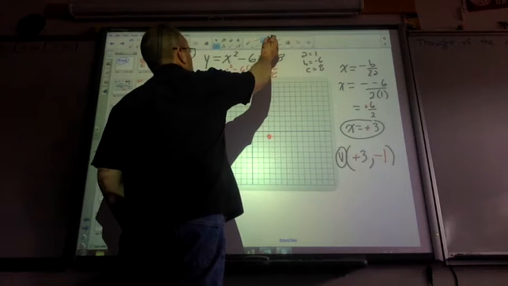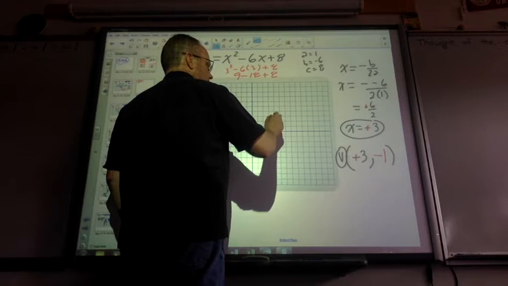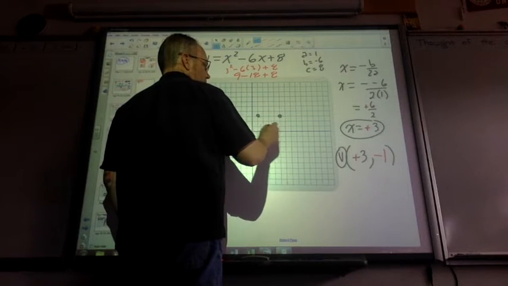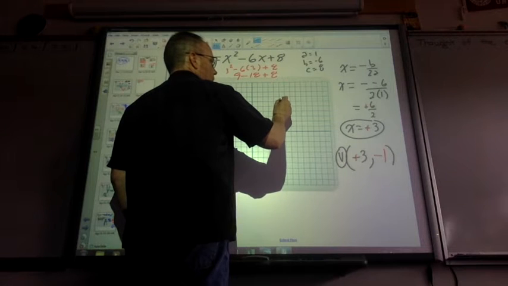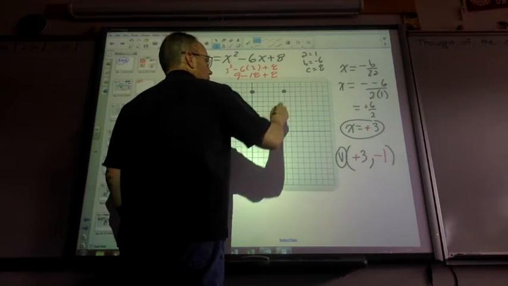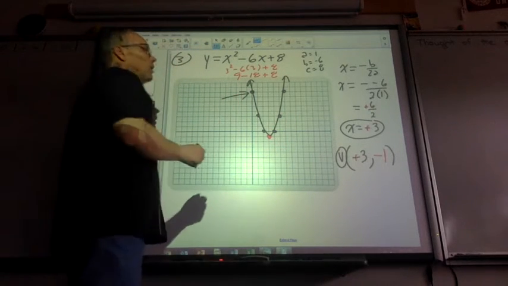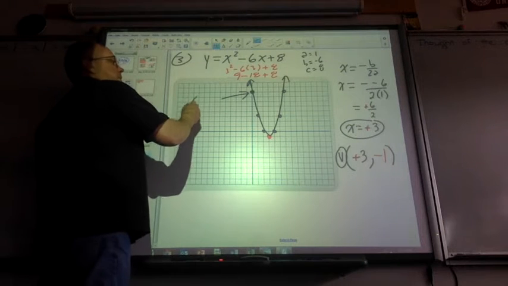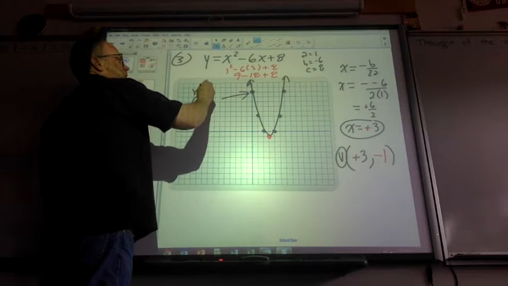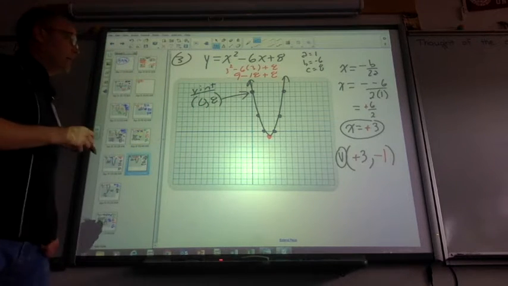Does pattern graphing work on this one? Right one, up one? We could factor this too, right? It would have factored, absolutely. 0, comma 8 is my y-intercept.